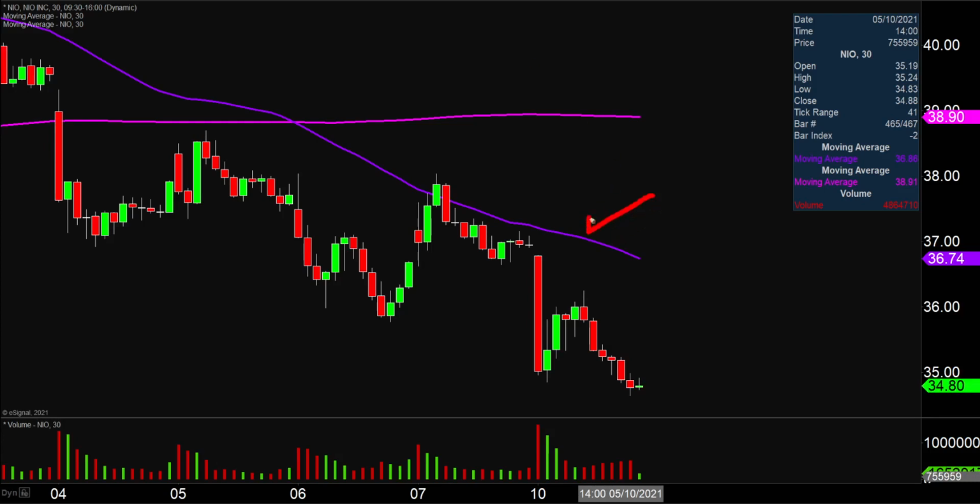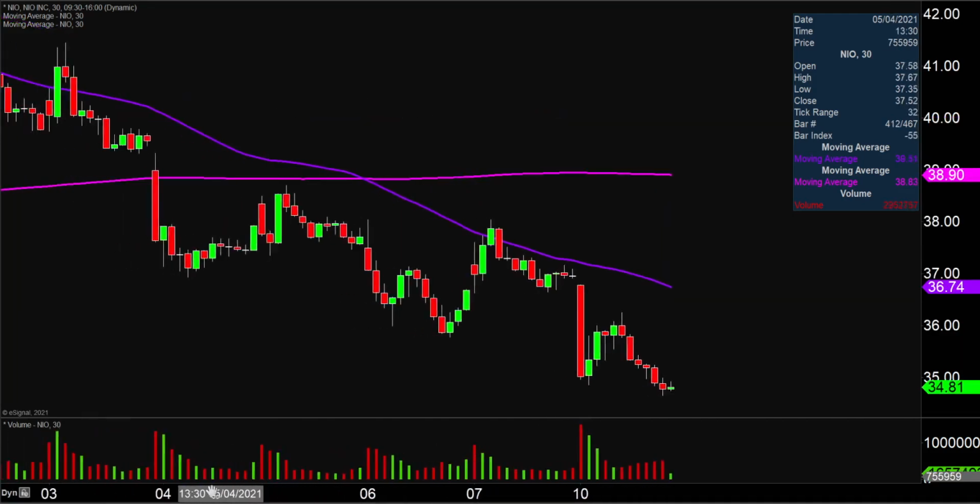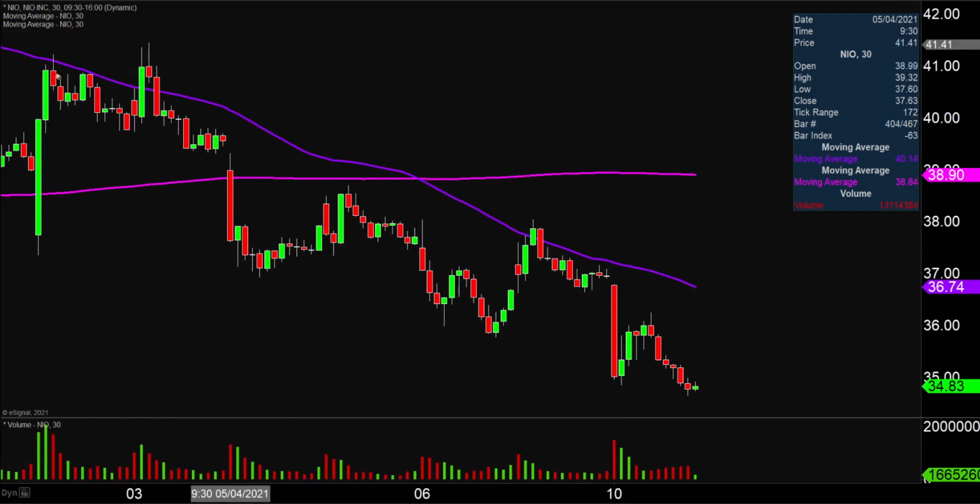of resistance is still all about that purple line right there, the 50-period moving average, which actually, let me squeeze this down to illustrate that a little bit more. But you can see that the price has just really struggled whenever it's gotten up around that area.